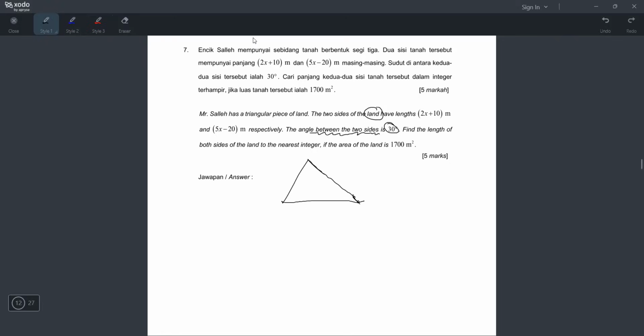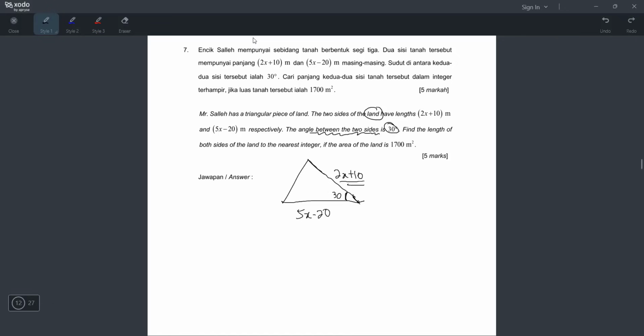So two sides are 2x plus 10 and 5x minus 20, so let's just choose any two sides. We don't care, the drawing can be wrong. This is just to help us imagine. So let's just write in any sides 2x plus 10 and another side is 5x minus 20. And be careful, everything is in meters, right? And then they say the angle between the two sides, which is this, right? 30, right? But maybe some of you want to write here and here, can also, then the 30 you put in the middle, right? It means the sides, you can put any two sides you want. Just make sure the angle is in between the two sides, right? And then they say find the length of both sides of the land.